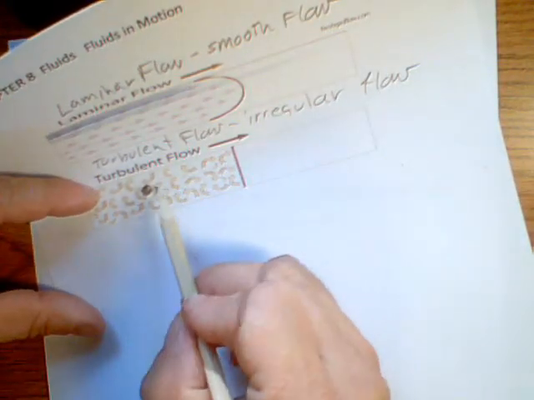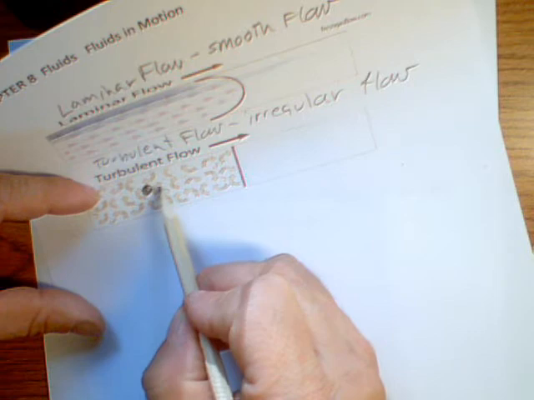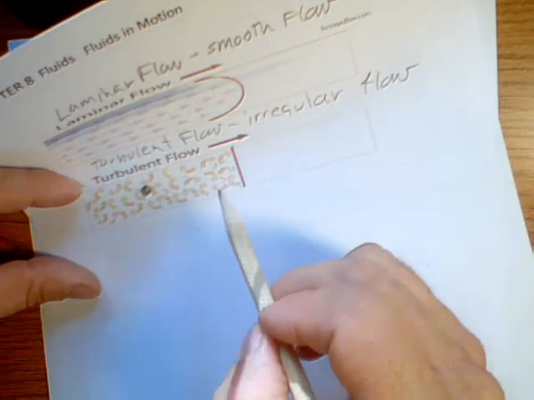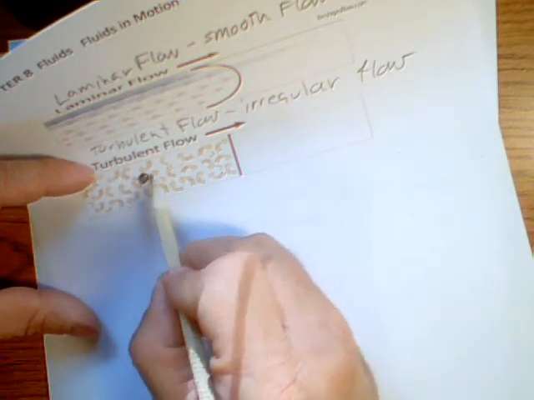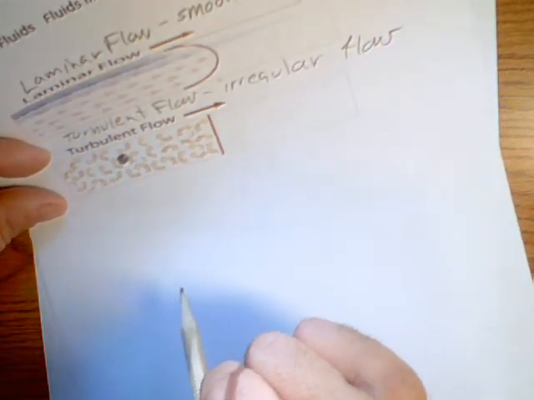Now, one term that is frequently used for this irregular flow is eddy currents, and you see eddy currents just beyond an obstruction quite frequently.